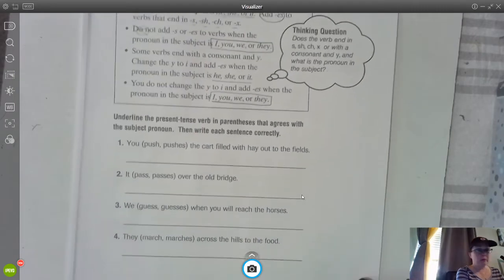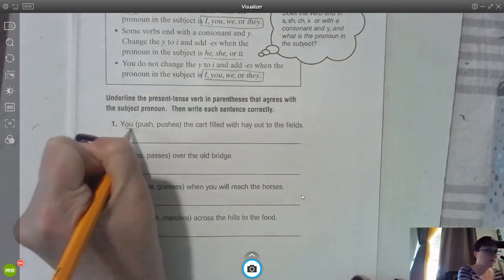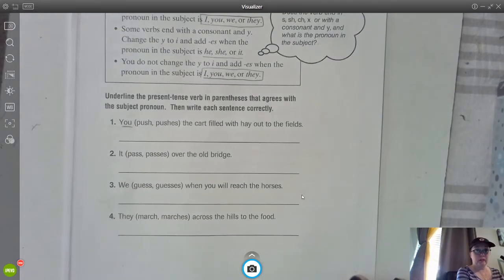Okie dokie, let's do number 1 here. Underline the present tense verb in parentheses that agrees with the subject pronoun. Then write each sentence out correctly. Number 1. Our two choices, we have push or pushes. You push or pushes the cart filled with hay out to the fields. What's our pronoun? Do you see the pronoun? The subject pronoun. Right here. You is our subject pronoun.